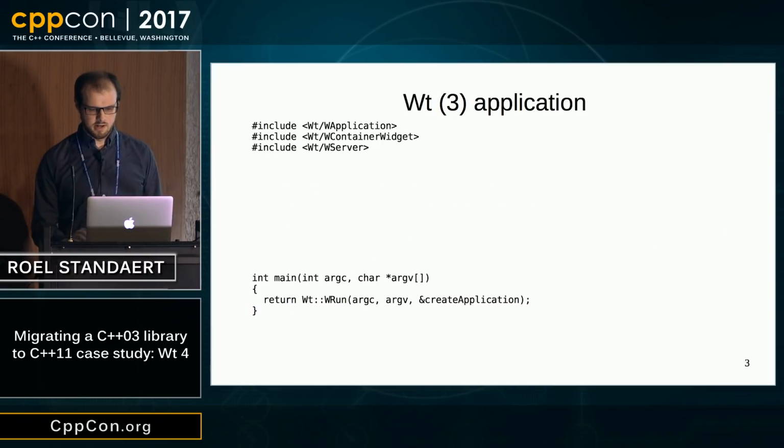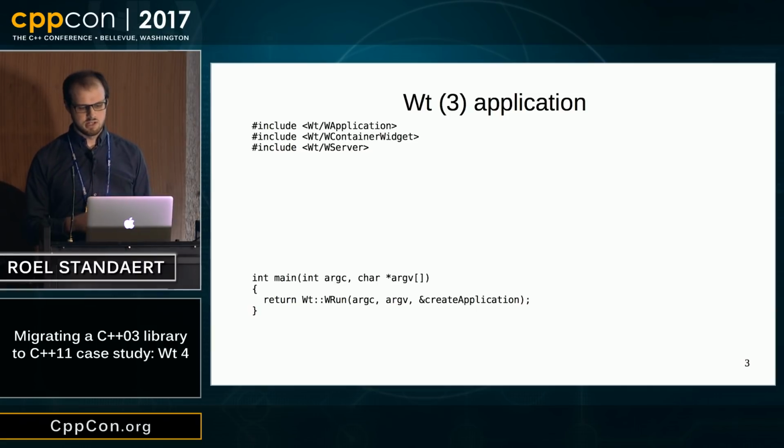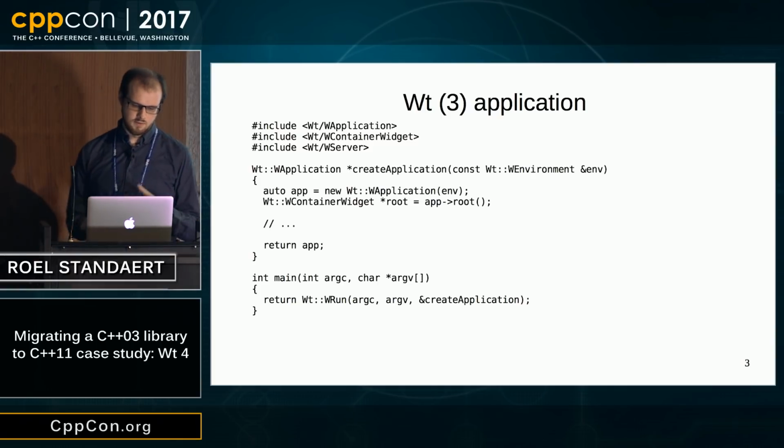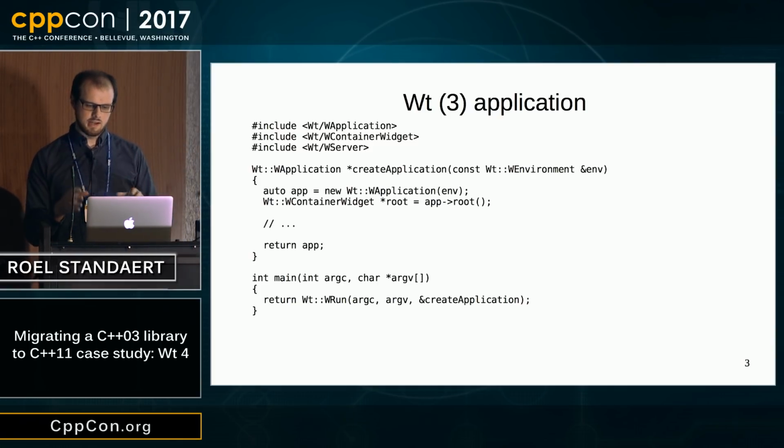So to give you an example of what a typical Witty 3 application would look like, in your main function, you would call WRun, which is this utility function which spawns off a server based on the arguments that you pass in, and then you pass in this callback, createApplication for example, and that one gets called every time there's a new user who surfs to this web page. So every new user session is one instance of a WApplication.